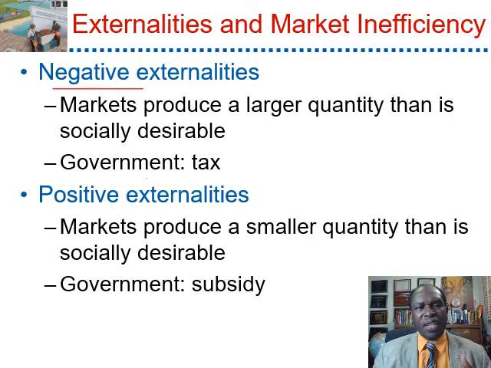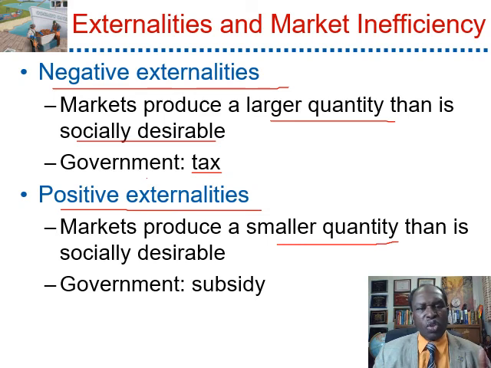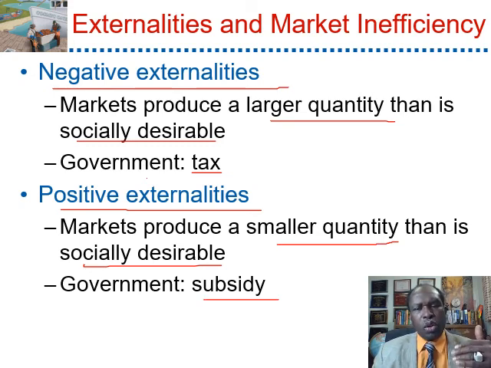In the case of negative externality, the market produces a larger quantity than socially desirable. To fix the market failure, the government can impose taxes on each unit of the product produced. So the polluter has to pay taxes. In the case of positive externality, the market produces a smaller quantity than socially desirable. To fix the market failure, the government could provide a subsidy, which is financial assistance to the people or to the businesses who are providing the positive externality, so that they have an incentive to produce more.